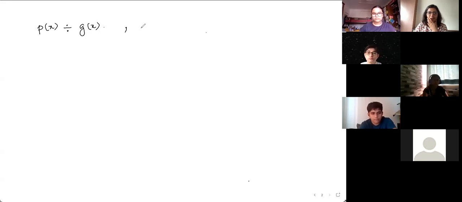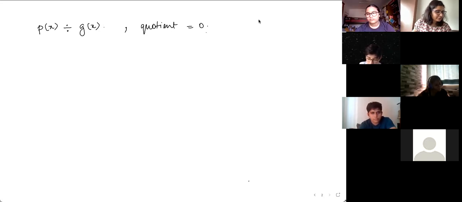So we're dividing p of x divided by g of x. Okay, so this is the scenario, and it's mentioned that the quotient is equal to 0. Has everyone answered? Okay, let's stop. So before I discuss it, who got it right? 3 people got it right. Good.